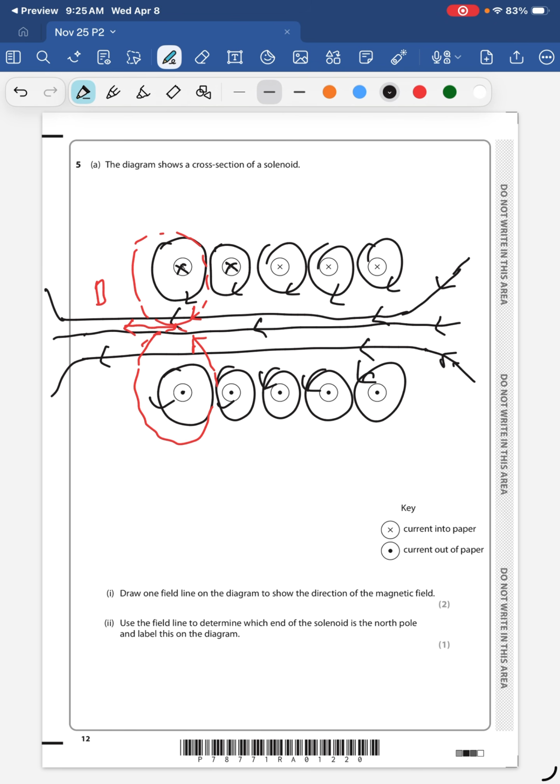Okay, question 2, use the field line to determine the end of the solenoid. Which end of the solenoid is the north pole, and label it on the diagram. So let's use green. So the north pole is where the magnetic field lines come out. So this is the north pole and this is the south pole. Okay.